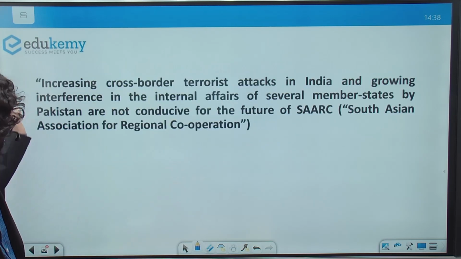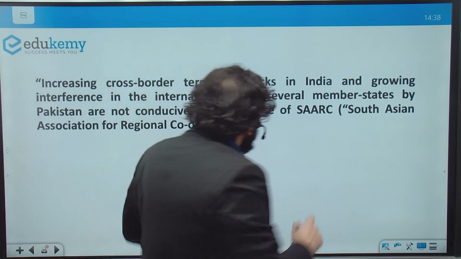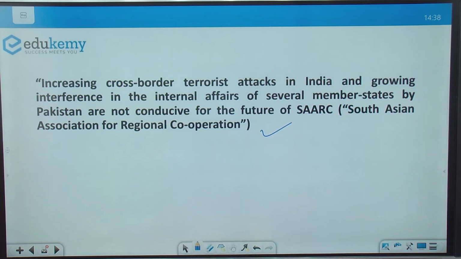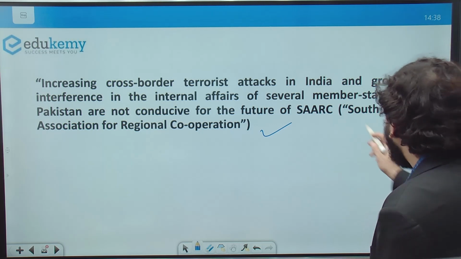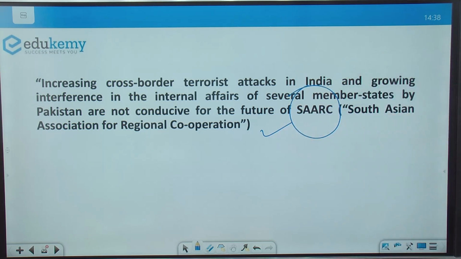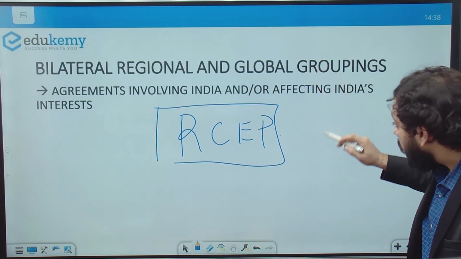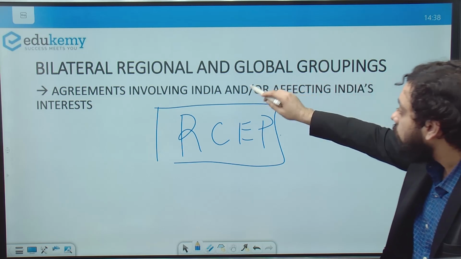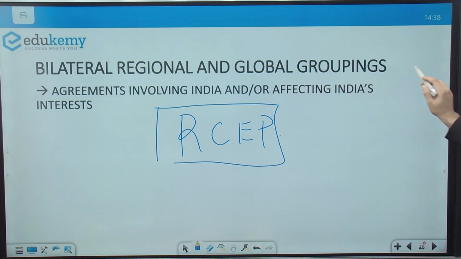Then let's take a look at a question from the international groupings. Increasing cross-border terrorist attacks in India and growing interference in the internal affairs of several member states by Pakistan are not conducive for the future of SAARC. SAARC is the South Asian Association for Regional Cooperation, and it is an item which falls under this particular part, which is bilateral, regional, and global groupings.